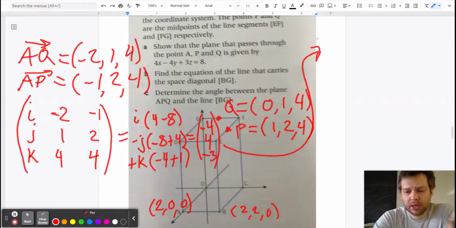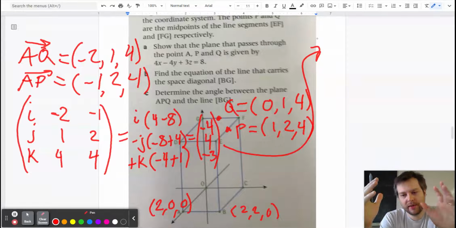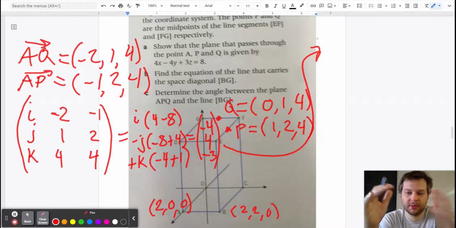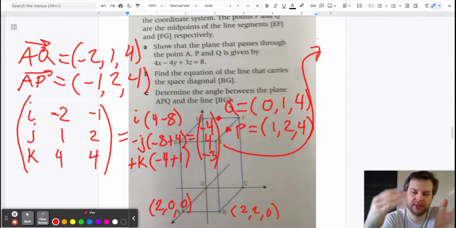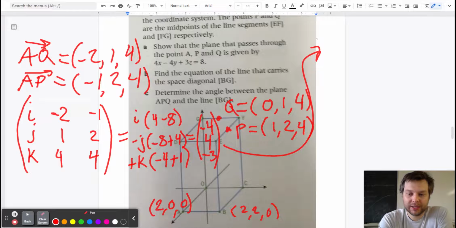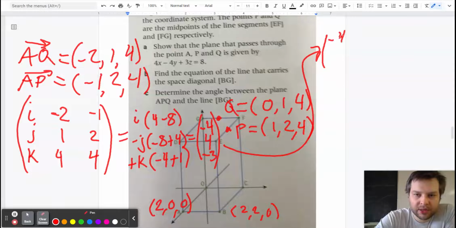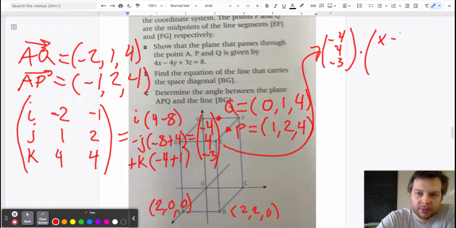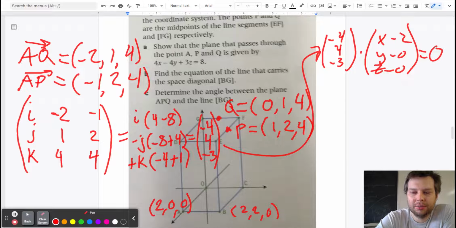And when you do the plane equation, you're dot producting the normal vector with your arbitrary vector in the plane. So x minus any x coordinate, y minus the y coordinate, z minus the z coordinate. I'm going to use point A as my arbitrary point because it's got some zeros, so I think it's the easiest one to use. So I'm going to dot product my normal vector, negative 4, 4, negative 3, with x minus 2, y minus 0, z minus 0. And then that's going to equal 0 because the normal vector has to be perpendicular to any vector that is in the plane.